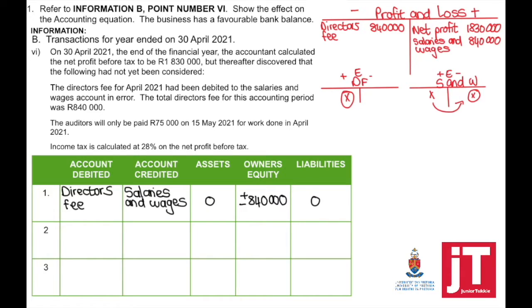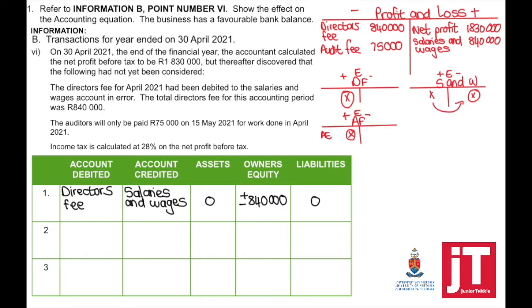So the effect on the accounting equation: account debit, director's fees, account credit, salaries and wages, and your owner's equity is plus minus 840,000. The next adjustment, the auditors will only be paid 75,000 on 15 May 2021 for work done in April, which is our current financial year. So we're only going to pay them in the next financial year, which means this is still outstanding. It must still form part of my expense for this accounting period, although we only pay it next year.